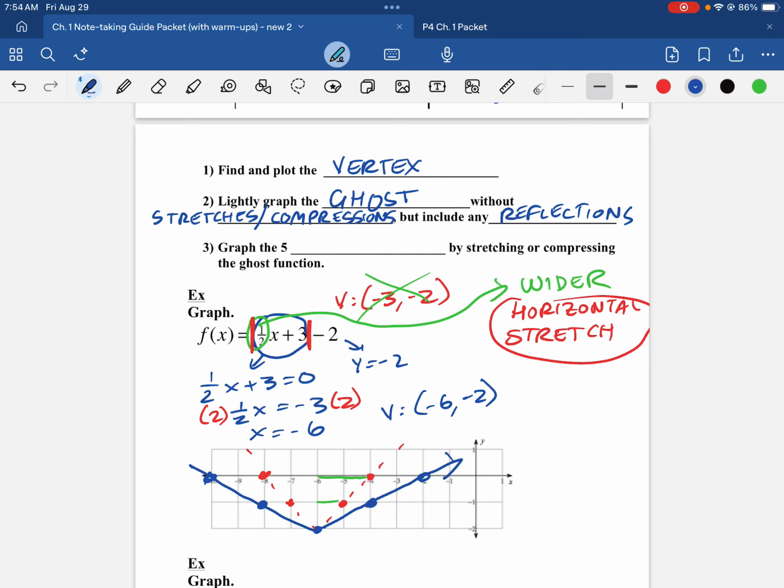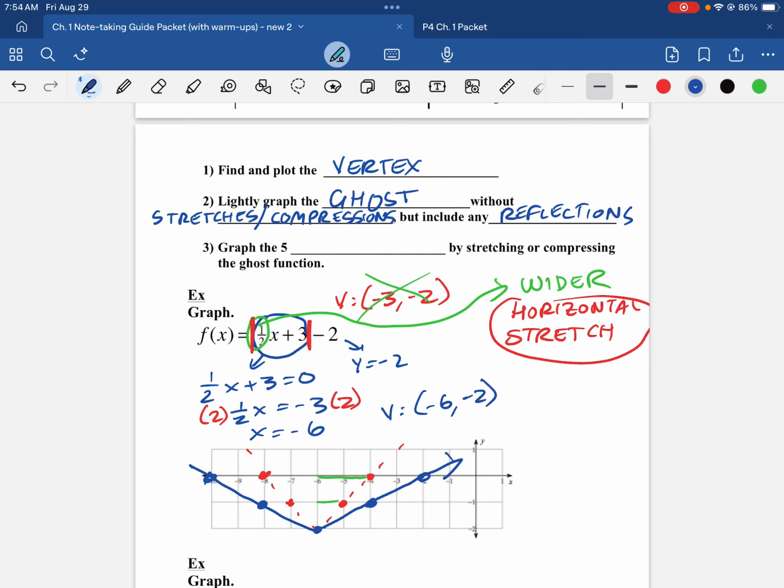Okay, let's try another. I'm going to start here by finding the vertex. There's my x-coordinate. Here's my y-coordinate. So the vertex is (-2, -1). Then I'm thinking, does it open up or down? Well, there's no negative in front of the absolute value, so that means it's going to open up. So now I'm going to put in my ghost points. And I have to figure out what I'm going to do with those ghost points. I'm going to stretch them either horizontally or vertically.